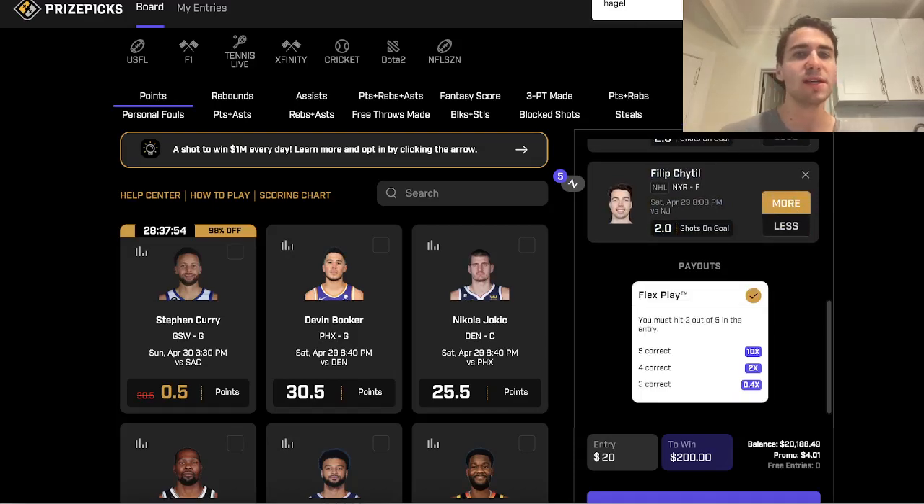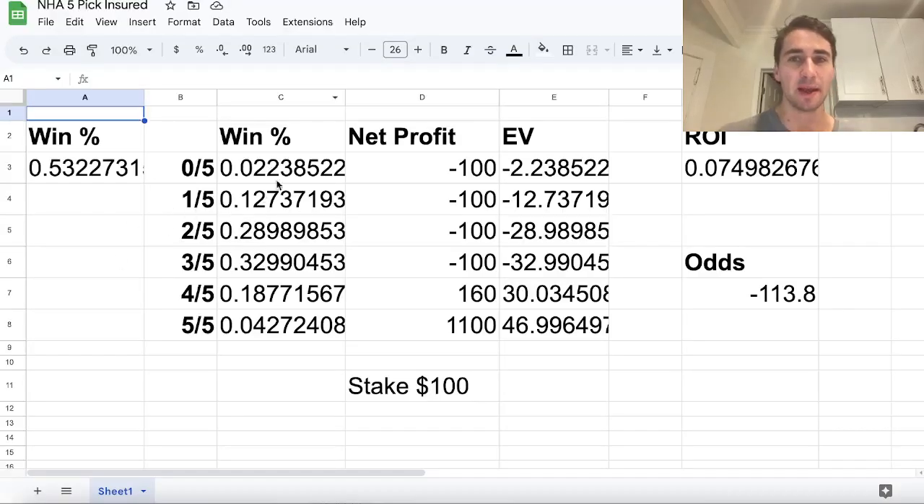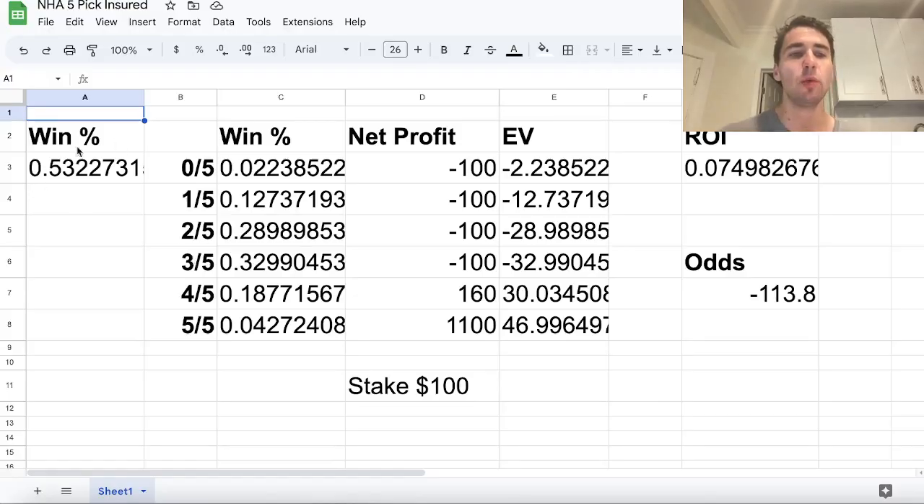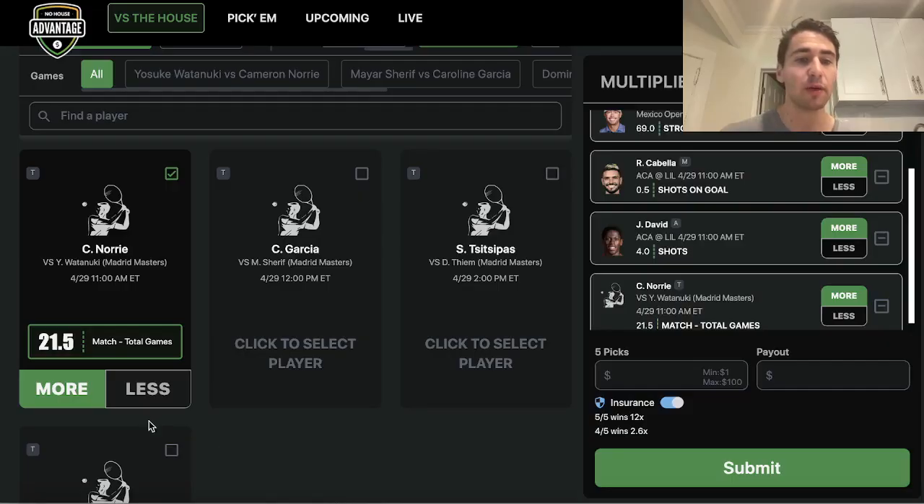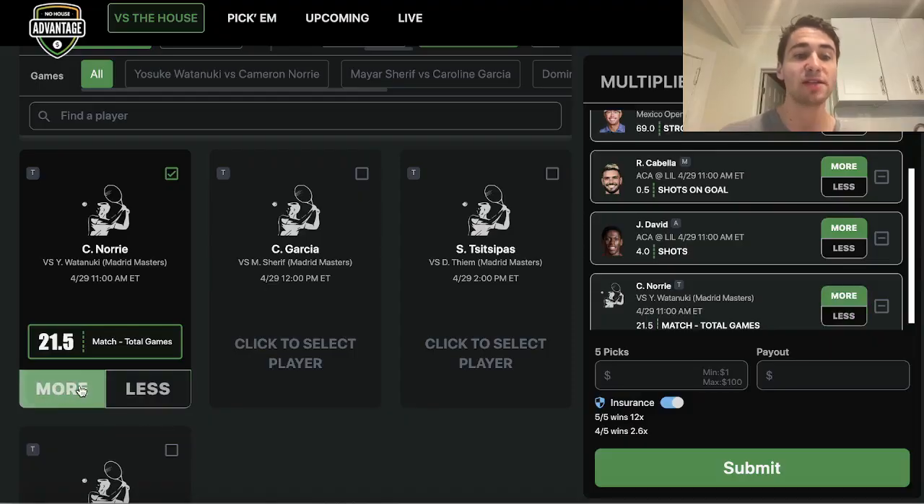Right? So what you can do is you can essentially reverse engineer their payouts, and what you're going to end up seeing is all you got to do to beat No House Advantage, so all you got to do to win on these 5-pick entries is you need to win at least 53.227% of your player props. So in other words, of these over-unders you're selecting, you got to hit over 53.227%. Right? That's how you beat No House Advantage long term.